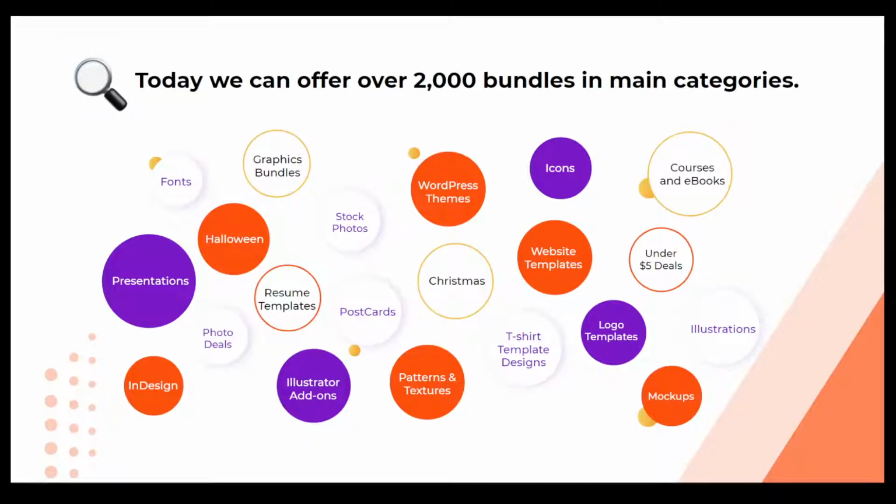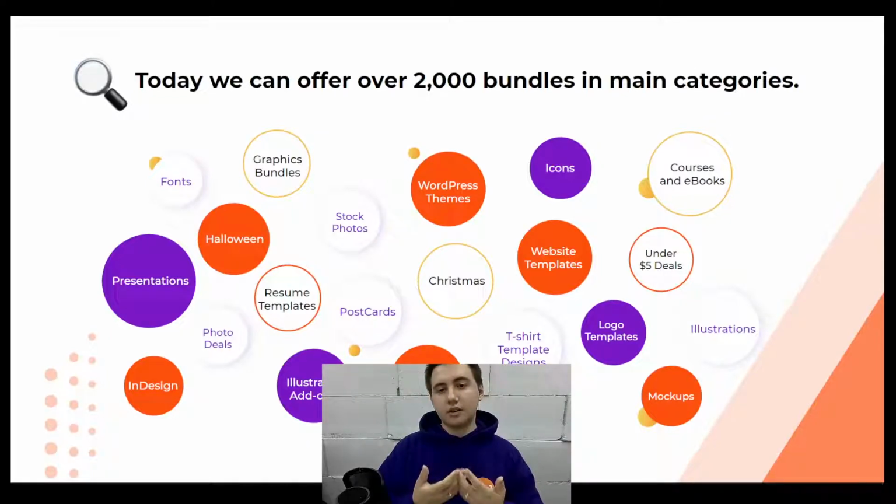Here I want to show you that Master Bundles already has more than 2,000 bundles in main categories like illustrations, presentations, fonts. There are also many other topics available in our marketplace, so you can jump into masterbundles.com, check the main categories, be sure you will find your category and you will be able to sell it with us.